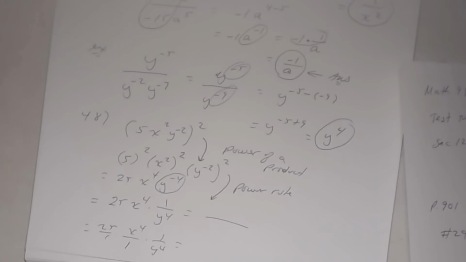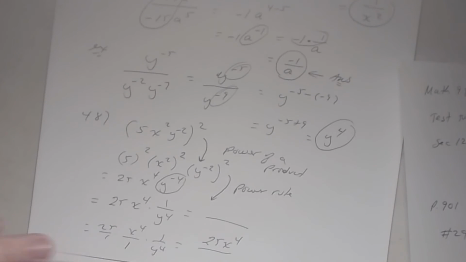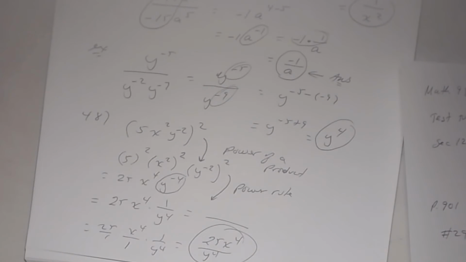Now multiplying fractions. When you multiply fractions, you multiply the numerators together. What are my numerators? 25, what's the other one? X to the 4th, what's the other one? 1. So what's going to be the product? Okay, now let's talk about the denominators. What are my denominators? 1, 1, and y to the 4th. When I multiply them, what do I get? y to the 4th in the denominator. That's your answer.